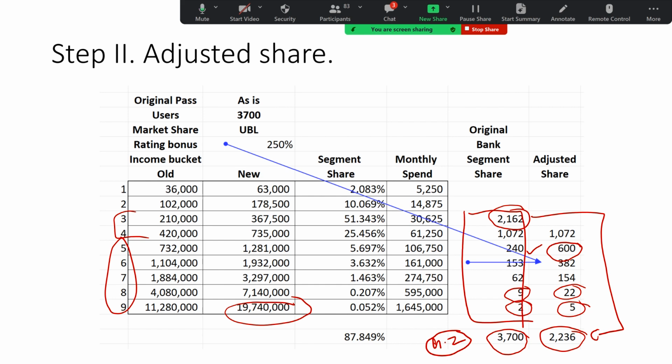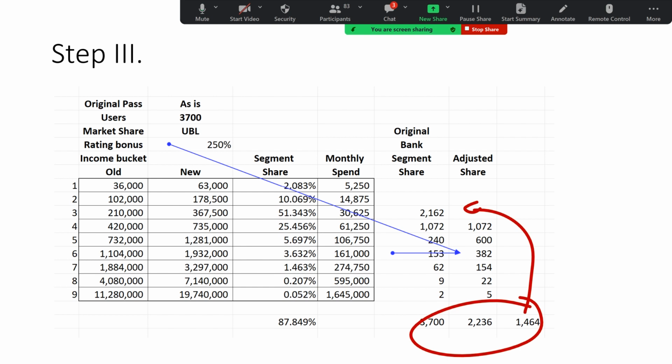So जब I apply this change and adjustment, तो what you'll see is कि इन दोनों का difference है. इन दोनों का difference क्या है? 3.7 and 2.2 का 1.464. So rather than taking 2.16 million customers in my lowest category, I'll take 1.464 million customers. And when I do this, then my set adds up to 3.7 million.